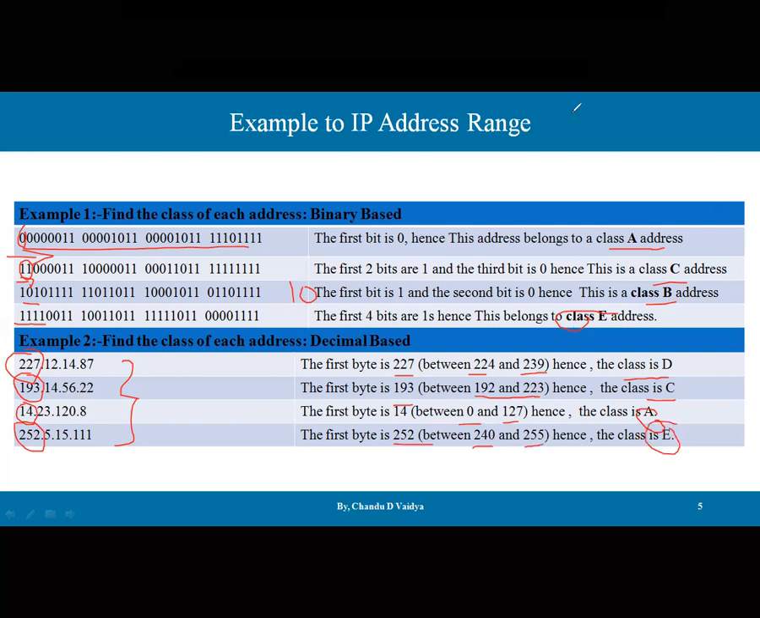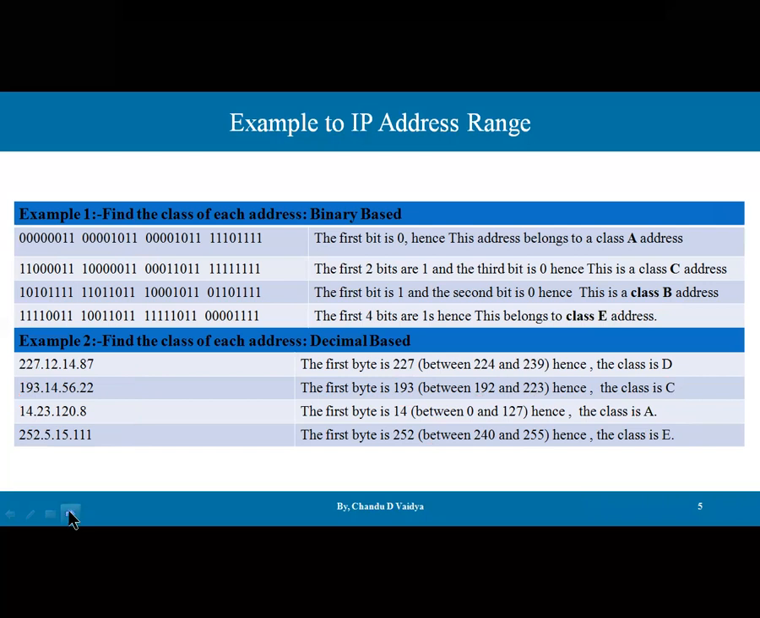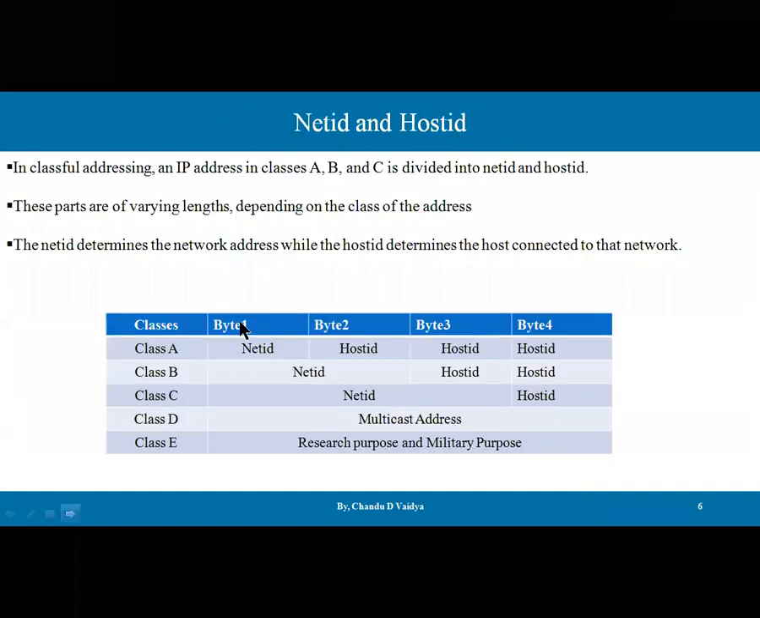So in this way we can easily identify which class an IP address belongs to, on the basis of both the binary notation and the decimal notation. But here we need to keep track of the leading bits, the leading values. The first octet is what we can call the decision octet.